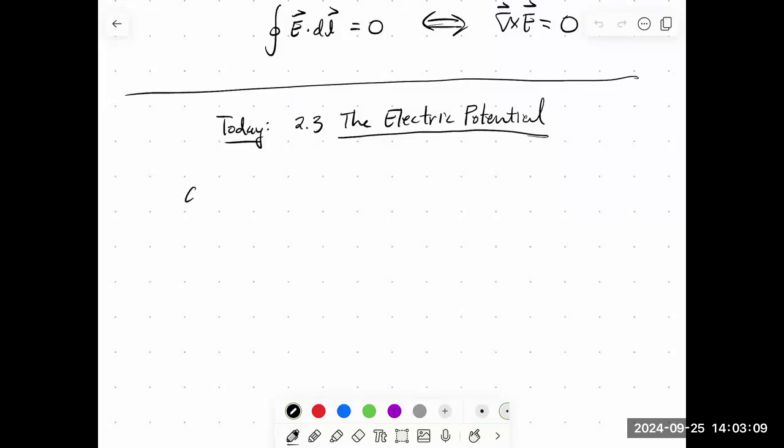So to start, I just want to consider this integral of E dot dl. That's a line integral, and what we'll do is integrate to some position r, where we're going to start from some origin O. This is just some reference point. It's arbitrary.